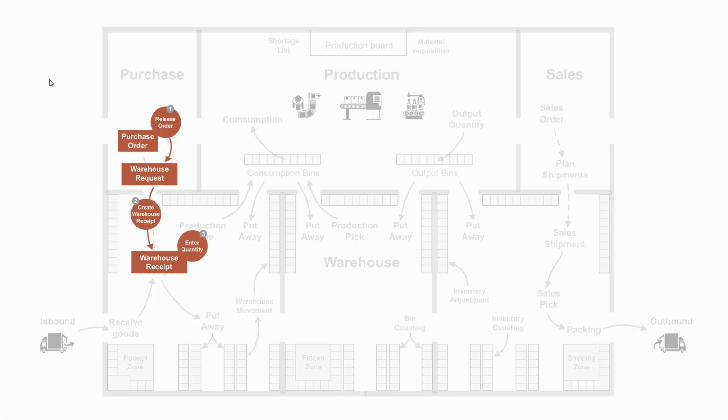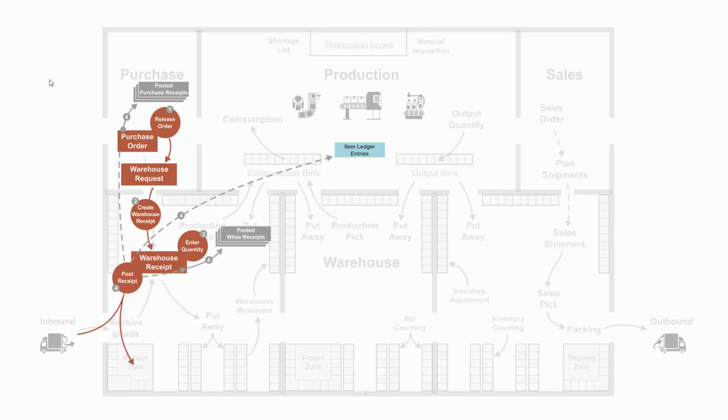They will enter the quantity when they receive the goods, and when they post the receipt, the item will actually go from not existing in Business Central into the receipt zone, meaning it will post a posted purchase receipt, which creates item ledger entries, and it will post a posted warehouse receipt, which creates warehouse entries, and it will also create a warehouse put away, which is a document prepared for taking the goods from the receipt bin and adding it into the inventory bins where you want to store it.